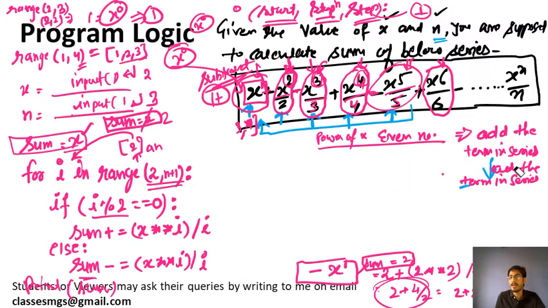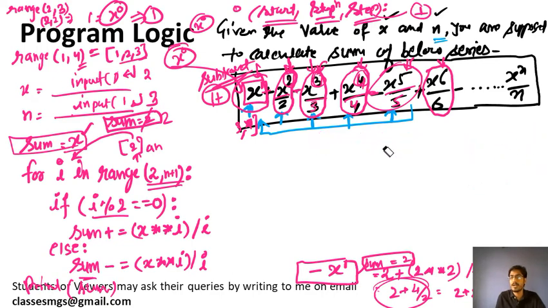Okay, now let me take some other example and show you how it is helping us to calculate. Now let's suppose the user has given 2 here, and here the value 5 is given. So the x value is 2, the n value is 5. The sum value will become what? Sum equals x is written, so the sum value initially will become 2.